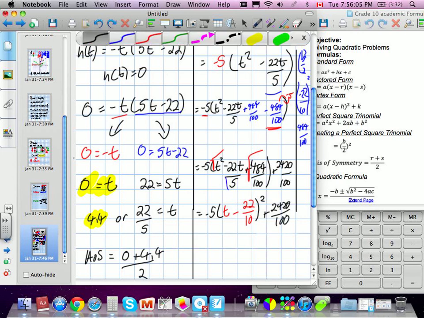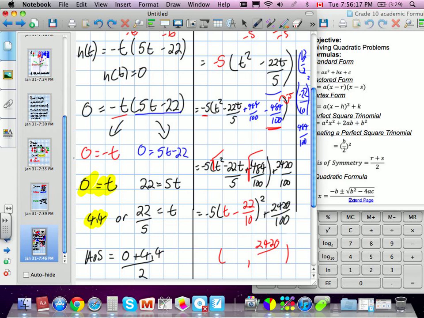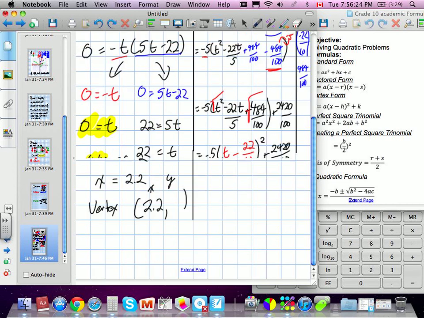Is our x or y value? That's right, that's our y value, 2420 over 100. And our x value is positive 22 over 10. Now let's actually make those into decimals. Okay. While we do that, on the other side, I have my 2.2. I'm just going to quickly plug it into the original equation.